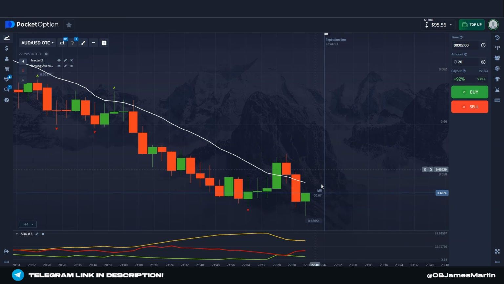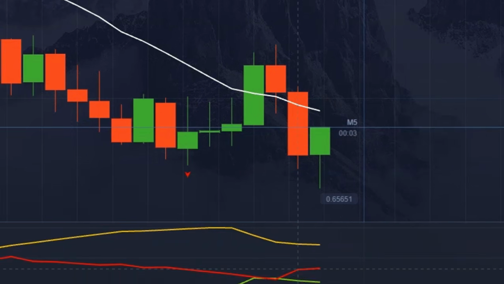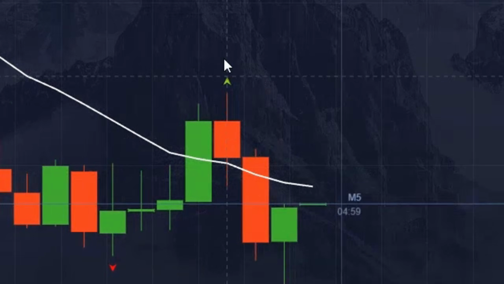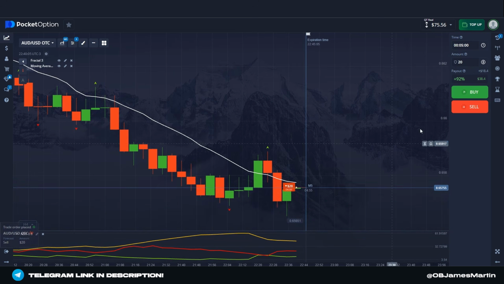Okay, we got the same situation, right? We got the crossing line right here on the ADX. We got the candle that crossing the moving average, and we got the green fractal. Just click on the sell button, right?